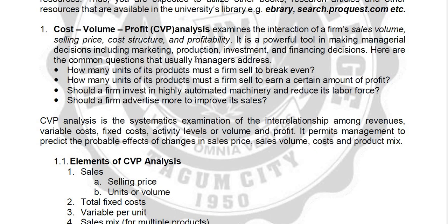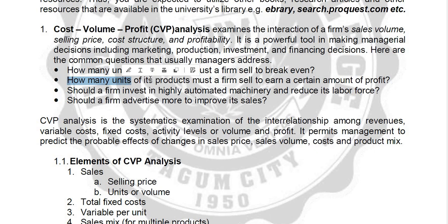So these are the common questions that usually managers address with the help of CVP analysis. So first, how many units of its products must a firm sell to break even? So through CVP, we can actually establish how much a firm should sell for them not to report any profit or loss. So at break-even point, wala tayong profit, wala naman tayong loss.